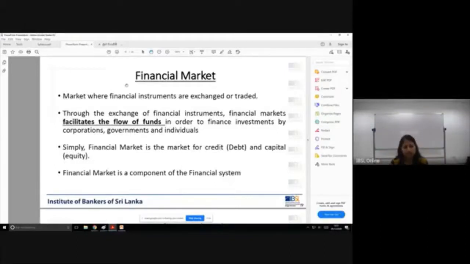So these financial markets facilitate the flow of funds. Remember our diagram, direct finance is allowed. A financial market, therefore, can be a market for credit where there are debt sources, or a market for capital where you can raise funds through equity. So a financial market is the market for credit and even equity, and this is one of the crucial components of the financial system.